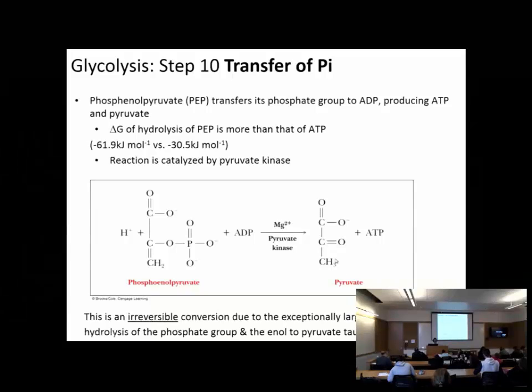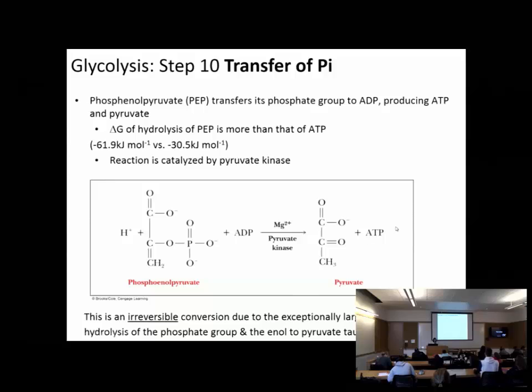So we are done. We are now netting 2 ATPs because this is happening in duplicate again. This is, again, another example of coupling reactions, very spontaneous to non-spontaneous. But here, unlike the other ones, the energy is so much from that coupling that it is going to be a very negative delta G.